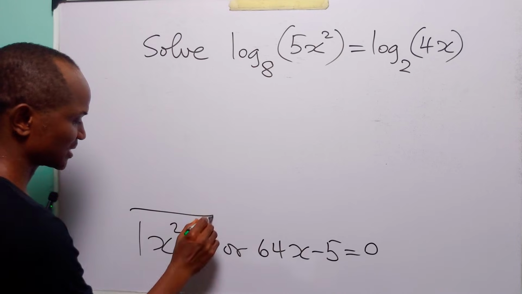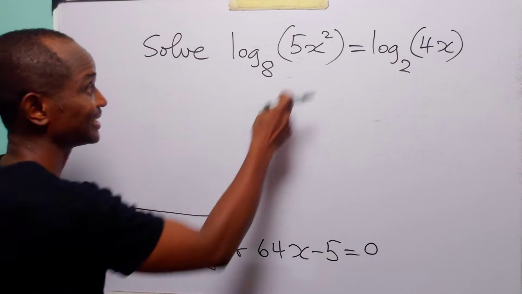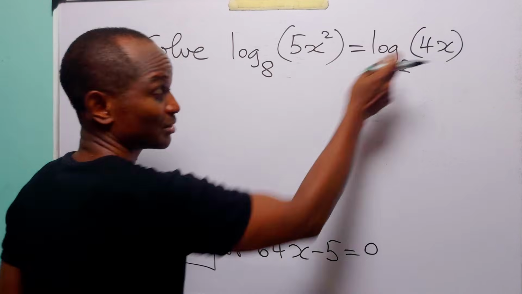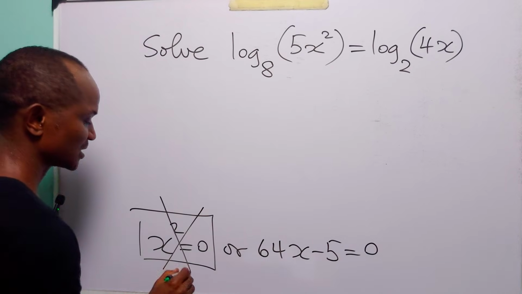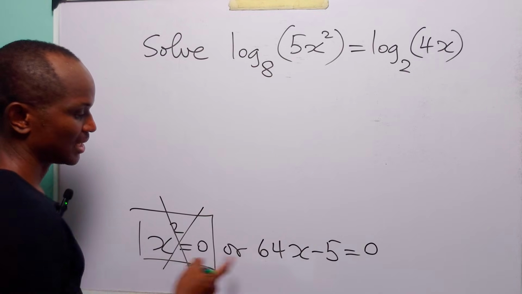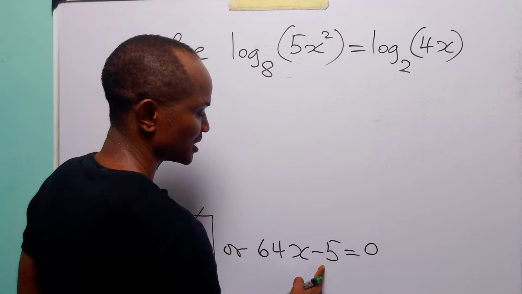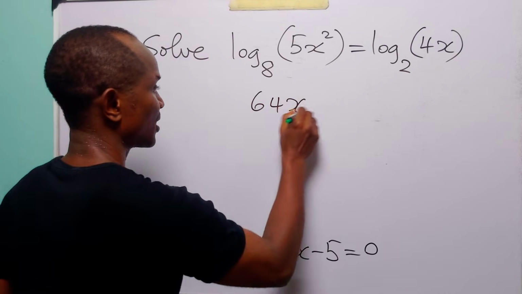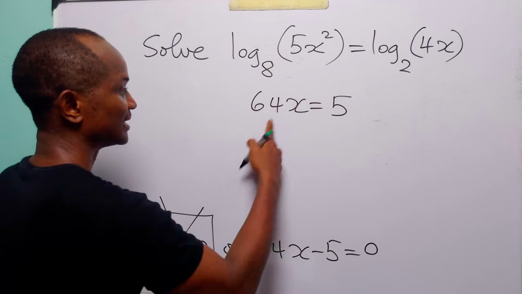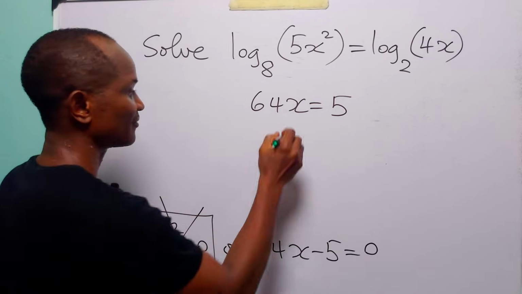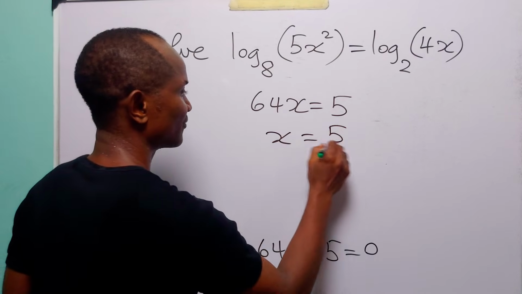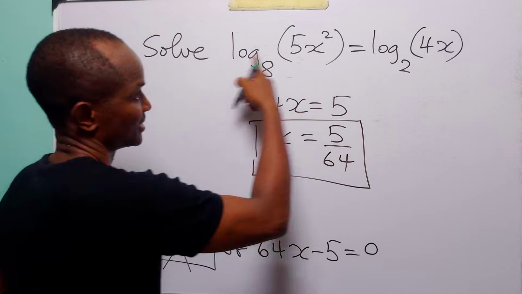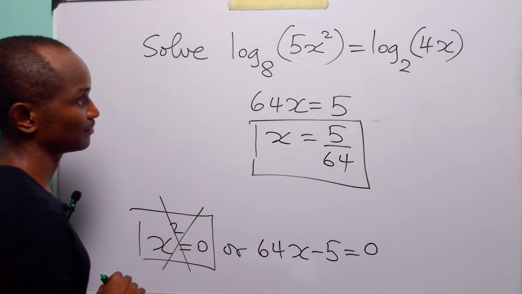Now, when we look at this first equation, we must remember that the argument of a logarithm cannot be 0. x cannot be equal to 0. So this first equation is unacceptable. Now, to solve this equation, all we have to do is to add 5 to both sides of the equation. When we do that, we have that 64x is equal to 5. Dividing both sides of this equation by 64, we have that x is equal to 5 over 64. So this is the value of x that satisfies this logarithmic equation.